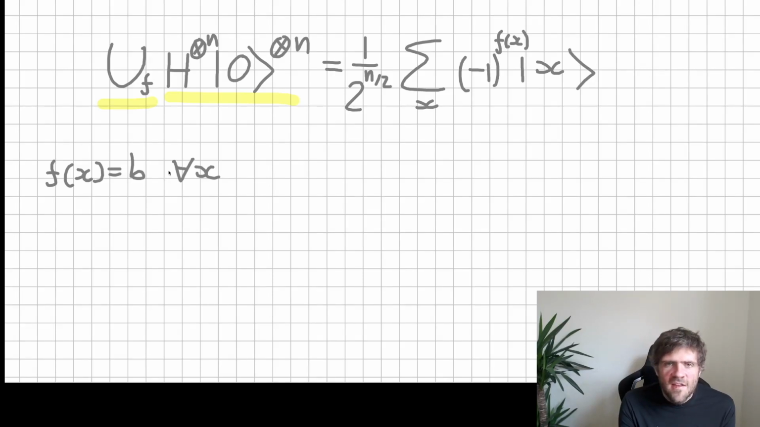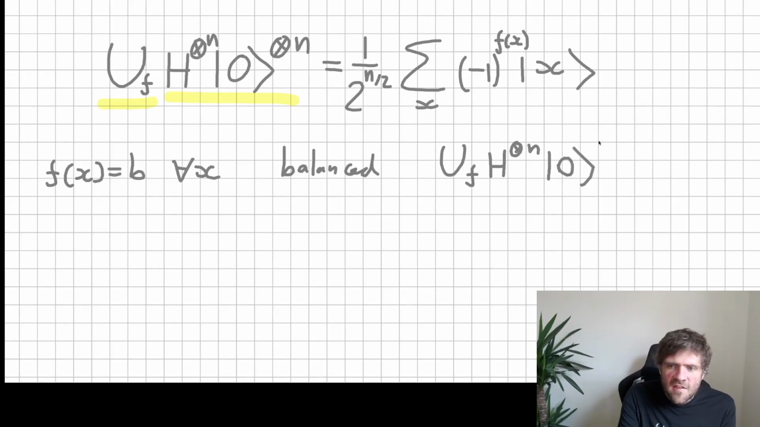So in the case that this is constant, we find that U_f H over all of the qubits on the state that is 0 on all of the qubits is essentially equivalent, because it's just a global phase, to H over all of the qubits.